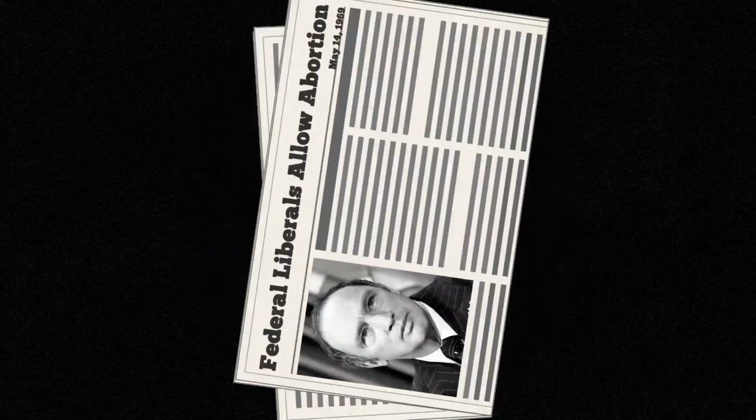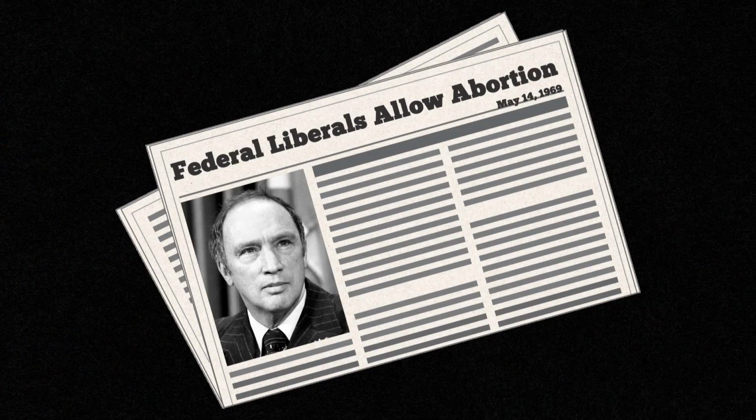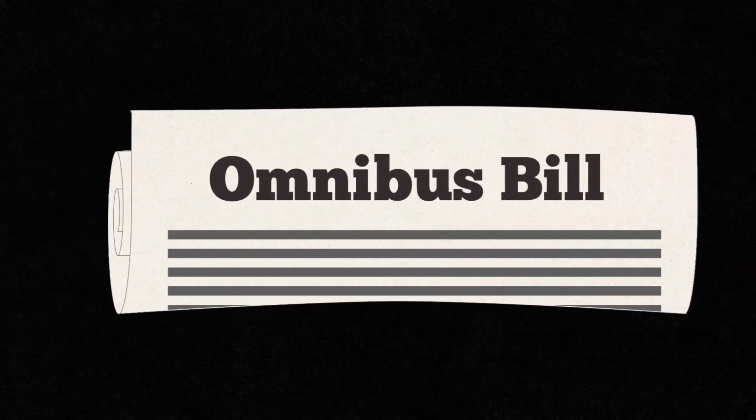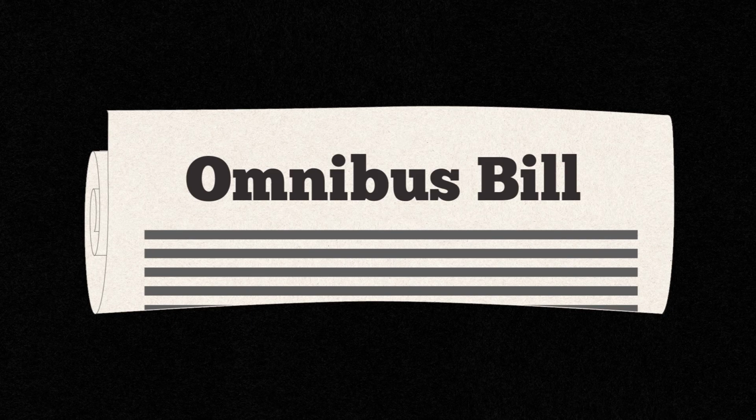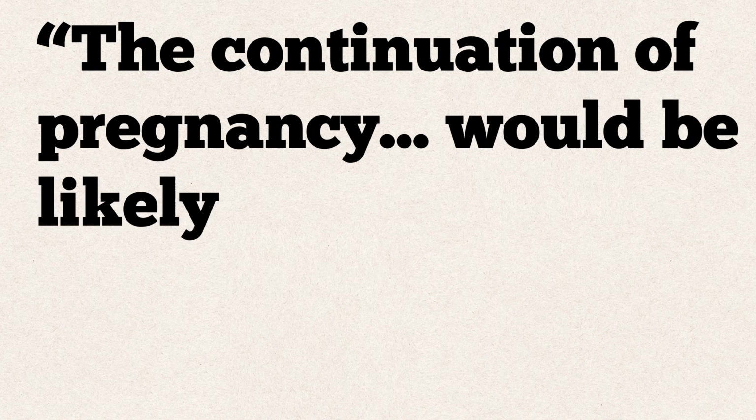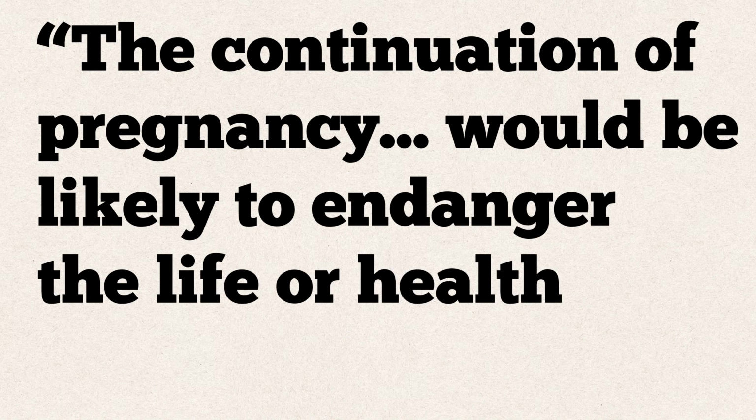Do you know when legal abortions were first made available in Canada? It all started in 1969 when the federal government amended the criminal code to allow abortion under certain conditions. On May 14, 1969, an omnibus bill was passed, and Canada now had a law that permitted abortion in cases where the continuation of pregnancy would be likely to endanger the life or health of the mother.